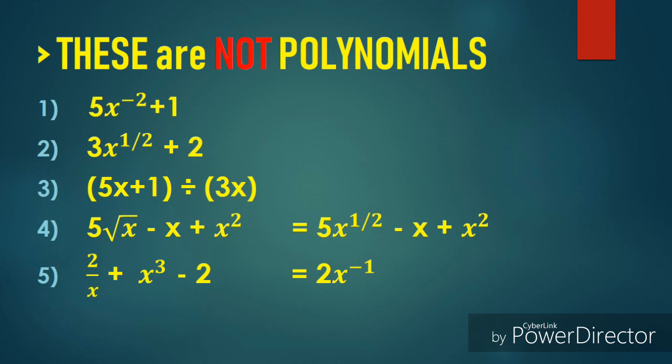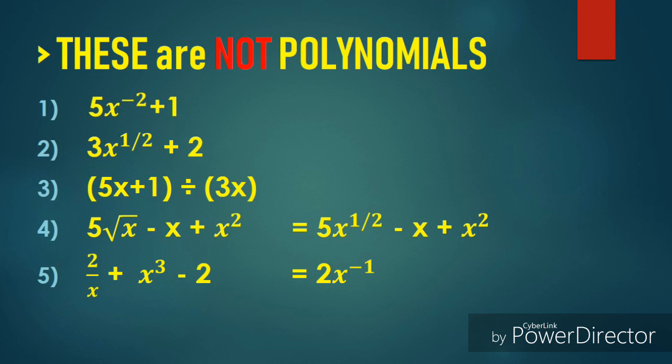Katulad na lang ng number 1, 5x raised to negative 2 plus 1. Hindi siya naging polynomial kasi katulad ng sinabi natin kanina, bawal may negative exponent. Next naman is yung number 2, 3x raised to 1/2 plus 2. Hindi siya naging polynomial kasi may fraction exponent. Next is number 3, quantity 5x plus 1 divided by quantity 3x. Hindi siya naging polynomial kasi may division.